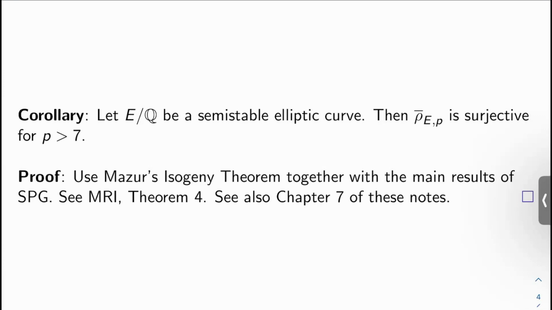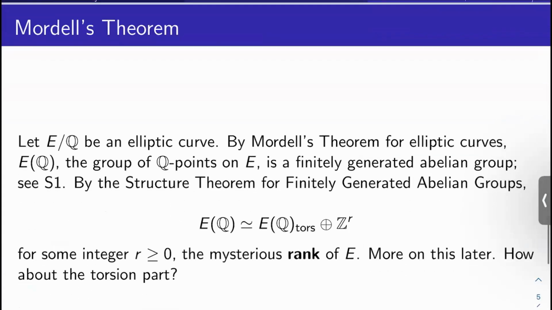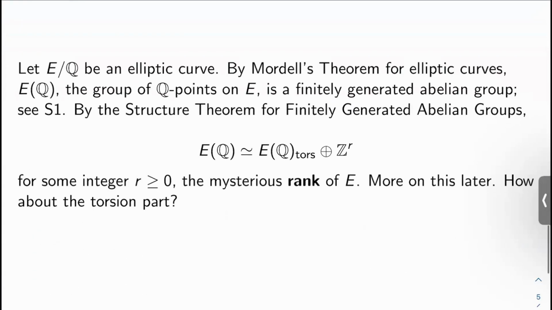All right. So let's keep going. So let's take an elliptic curve E over Q. Mordell's theorem for elliptic curves says that E(Q), the group of Q points on E, is a finitely generated abelian group. So you can see Silverman 1 for a proof of this.